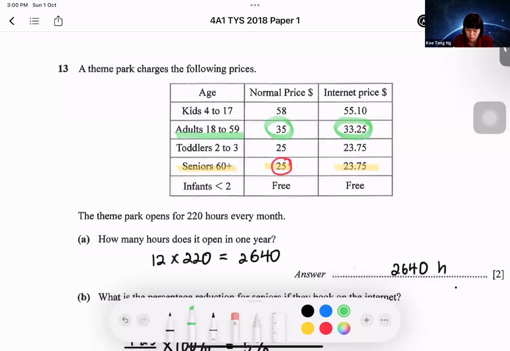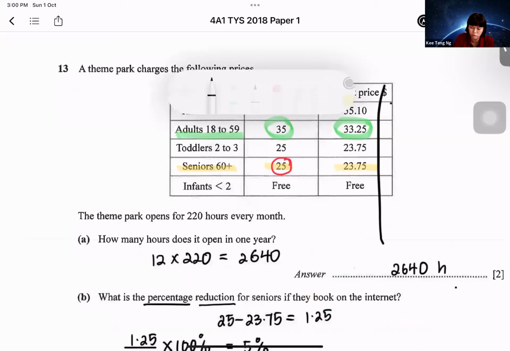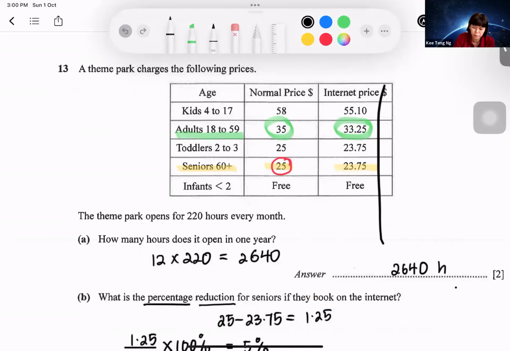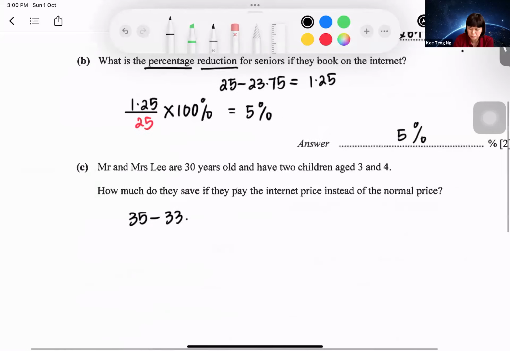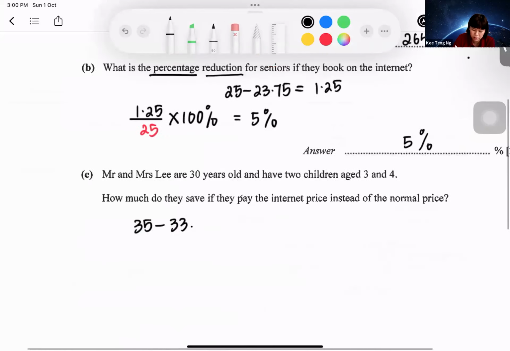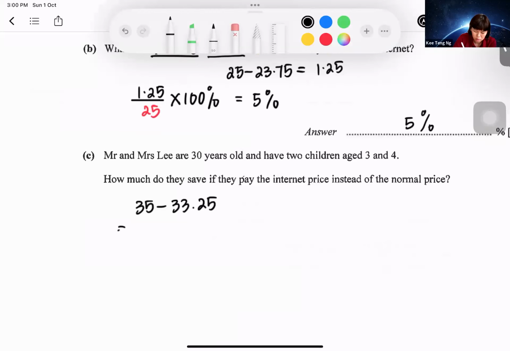35 minus $33.25. Give me a minute, 35 minus $33.25. That is for the adult. And this one gives me $1.75 for one adult. I have two adults, so I multiply by 2 for my savings.